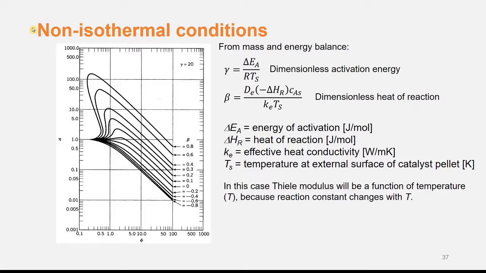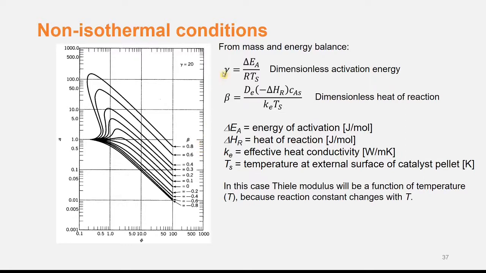The last thing we need to talk about is the effect of the heat of reaction. So far, we have assumed isothermal conditions within the catalyst pellet. That is, we did not consider the heat of reaction. Now, the curves for the effectiveness factor, eta, versus the Thiele modulus, phi, can be extended to account for non-isothermal conditions, as shown in this graph here.